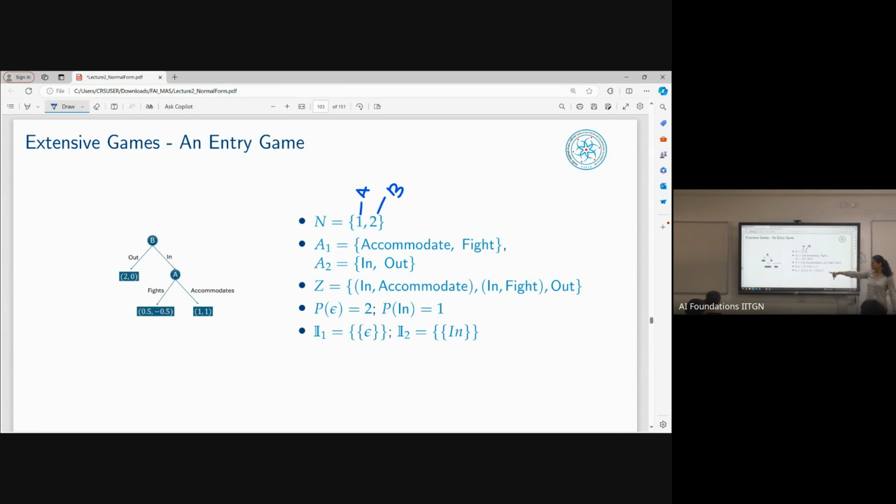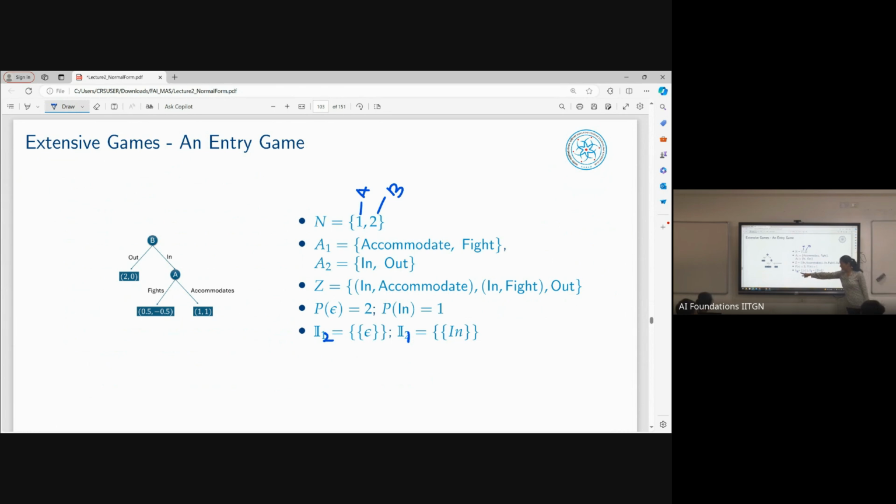Okay, yes, I think here, the information set for agent one is the set of nodes that are indistinguishable to the agent. So here, P of out is in fact not agent one. Can you tell me why? Because after P of out there is no more action happening. So P of in is one, and P of out is not a valid history, because there is no more action happening.